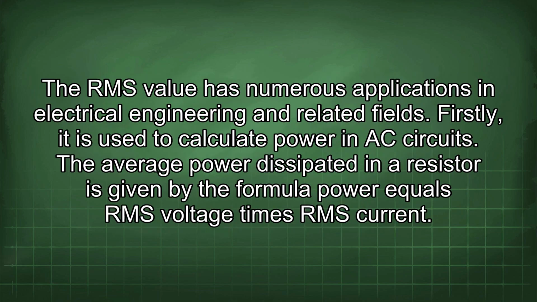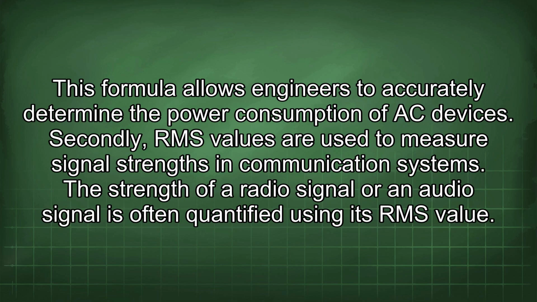The RMS value has numerous applications in electrical engineering and related fields. Firstly, it is used to calculate power in AC circuits. The average power dissipated in a resistor is given by the formula power equals RMS voltage times RMS current. This formula allows engineers to accurately determine the power consumption of AC devices. Secondly, RMS values are used to measure signal strengths in communication systems. The strength of a radio signal or an audio signal is often quantified using its RMS value.